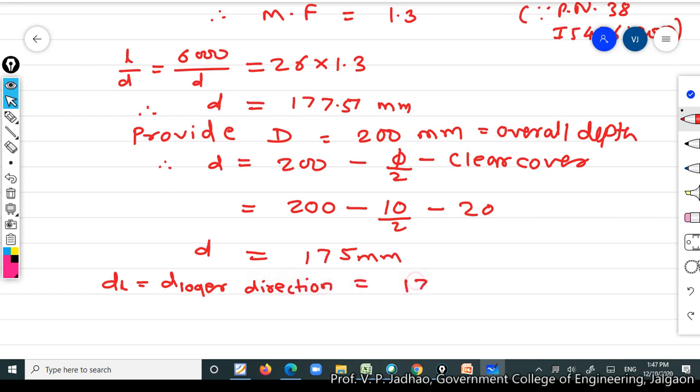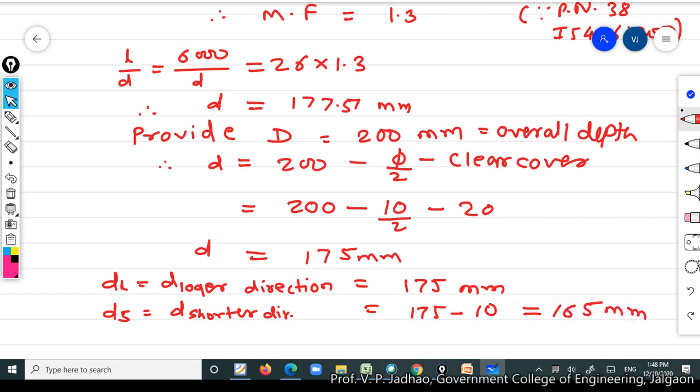So this is equal to 175 mm, and along the shorter direction, ds, the effective depth in the shorter direction, will be equal to 175 minus 10 mm, because the steel reinforcement of the longer direction will be placed above the reinforcement of the shorter direction. Therefore the effective depth along the shorter direction will be equal to 165 mm.